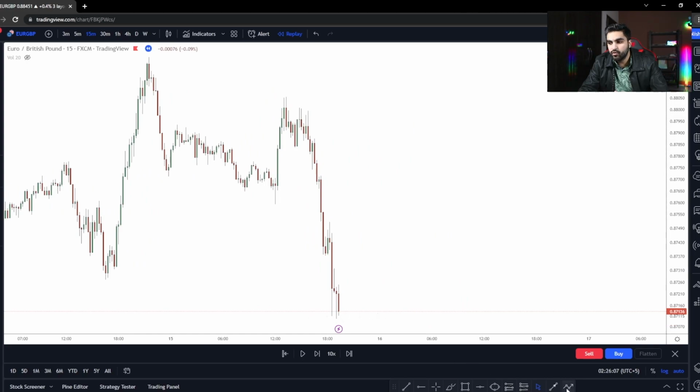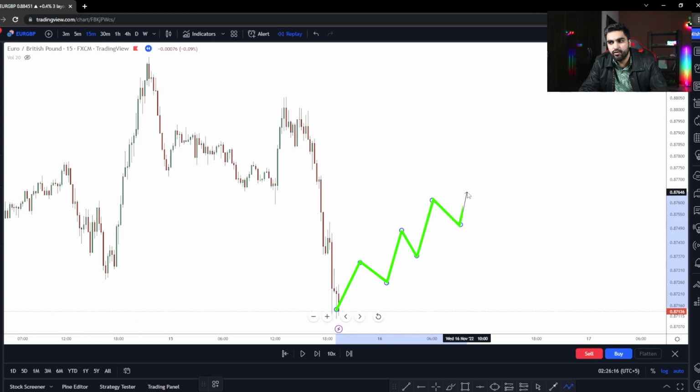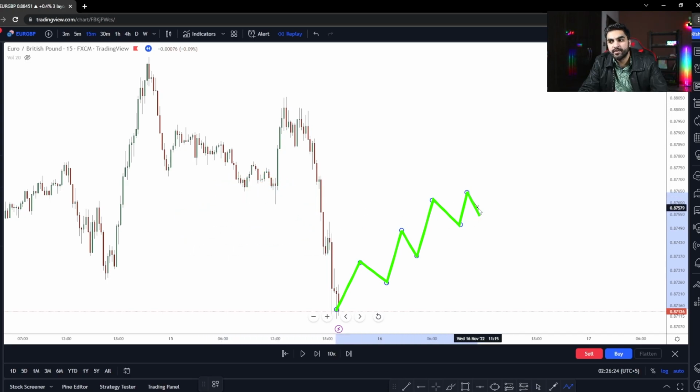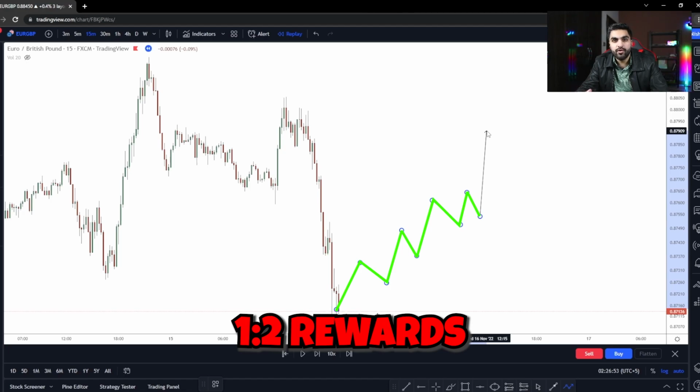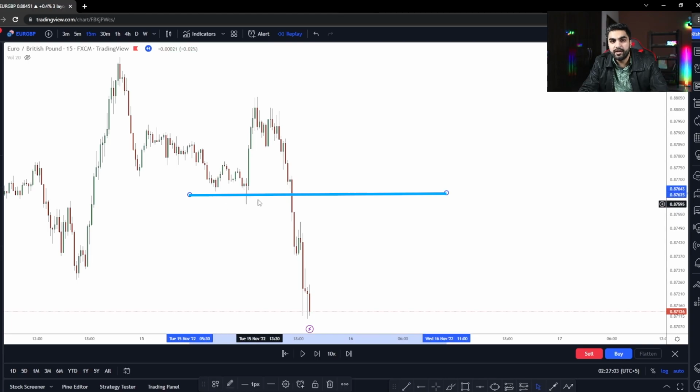We need the market to come up again, but it comes up with miniature higher highs and higher lows, higher high and higher low, higher high and higher low, and makes a small rejection right at this break of market structure area. If there is a rejection, then we will take the trade and put our stop loss just above the area from where the sellers actually started to drop when they broke the market structure, which was right here. So we will place the stop loss just above the start of the sellers' movement, and our target is going to be 1:2 reward. So let's see how buyers come up to retest the break of market structure area.